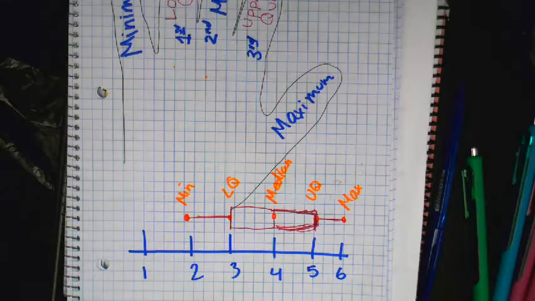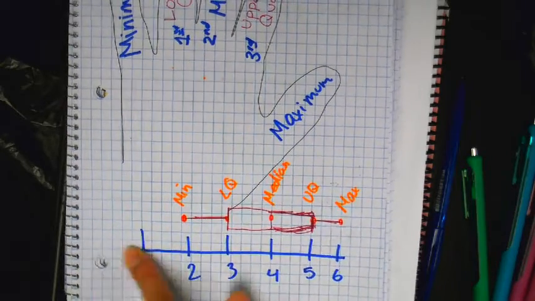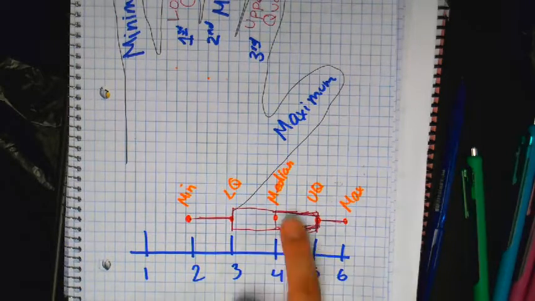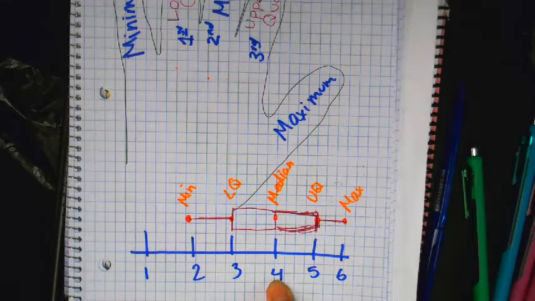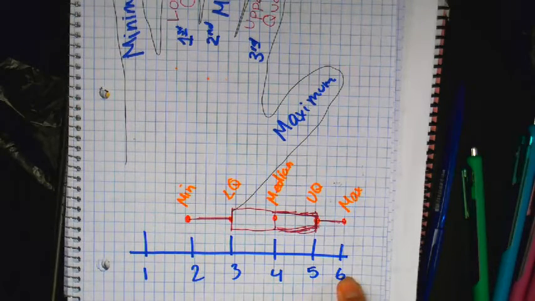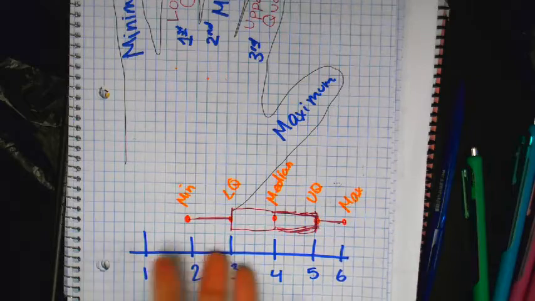Let's say I ask, how many siblings do you have? And the median answer was 4. And the minimum was 2. And the maximum was 6 brothers and sisters in the class. This is just an example, okay?